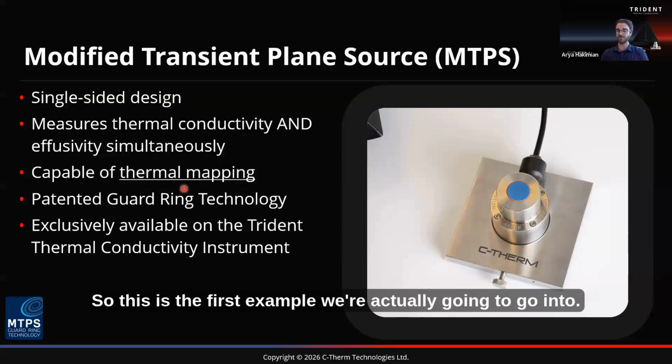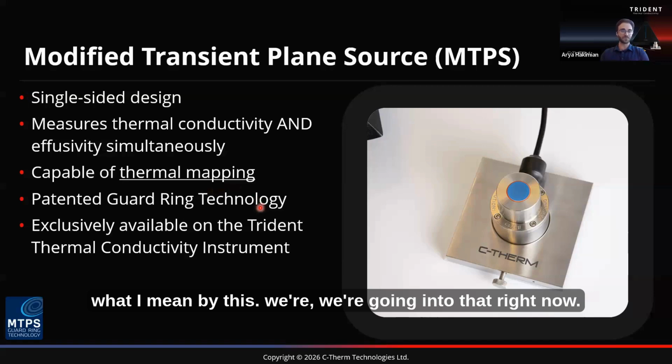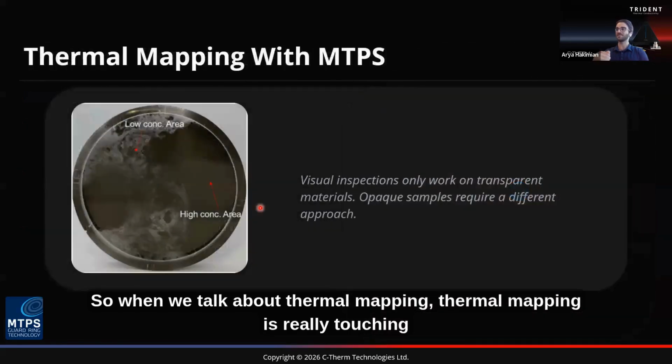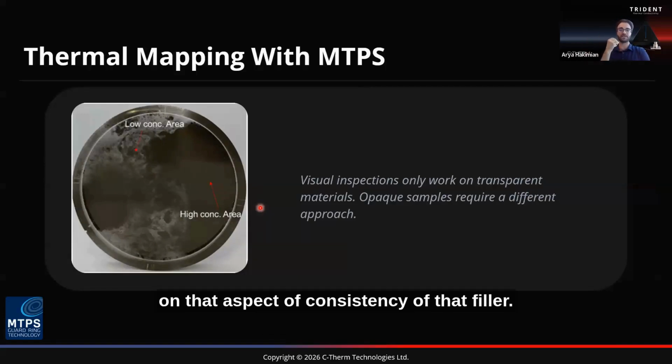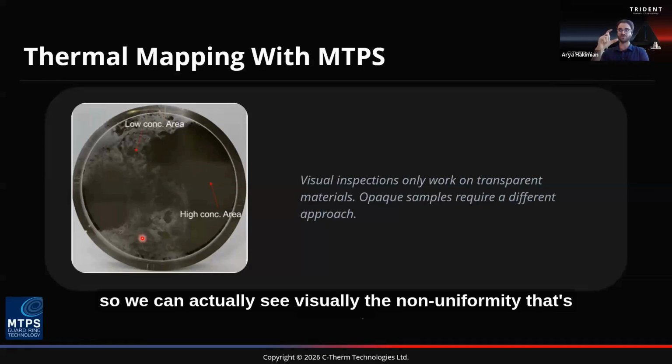So this is the first example we're actually going to go into. And if you're not familiar with what I mean by this, we're going into that right now. When we talk about thermal mapping, it's really touching on that aspect of consistency of that filler. The image that I'm showing here is, I would say, a very exaggerated example. It's a transparent sample, so we can actually see visually the non-uniformity that's present.